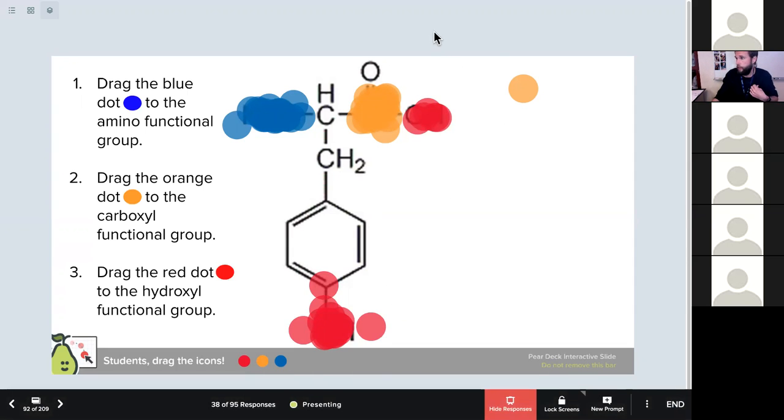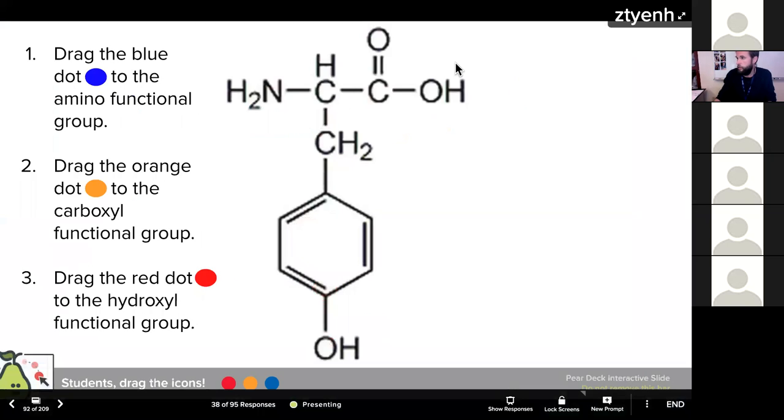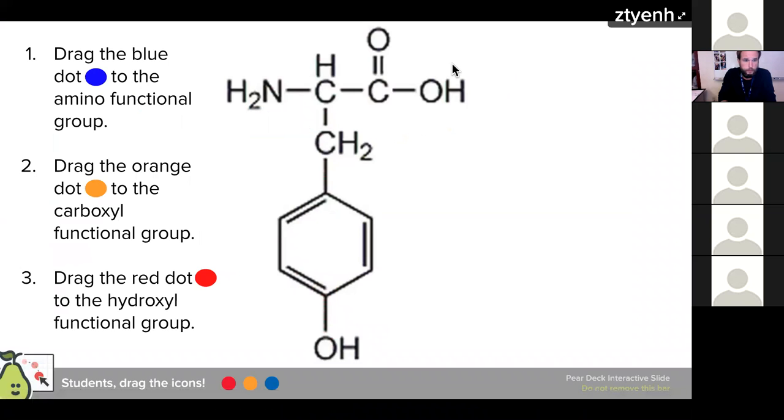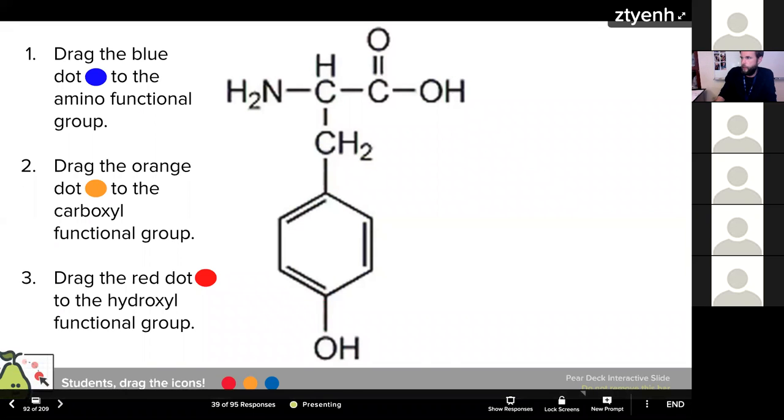Before we move on to look at how these functional groups are actually reacting, what questions do you have? Silence falls over the crowd. All right.